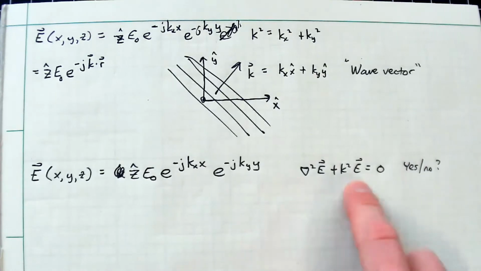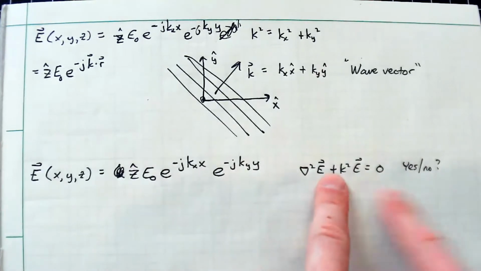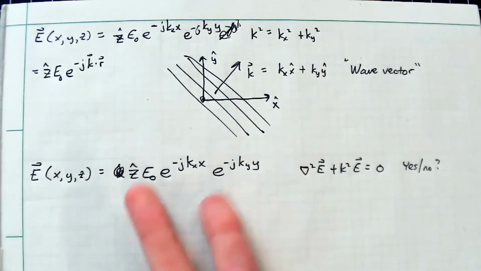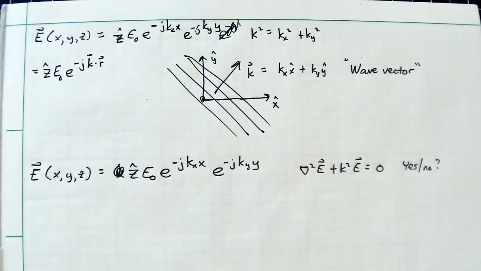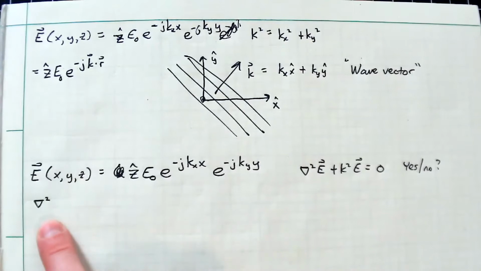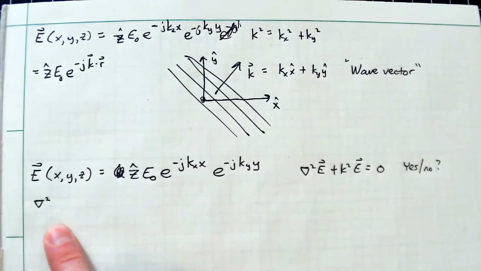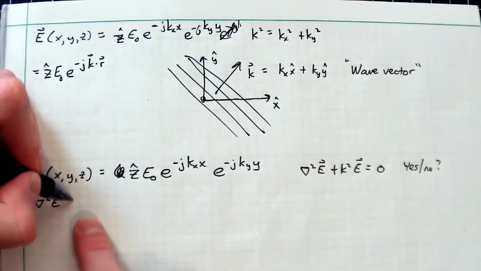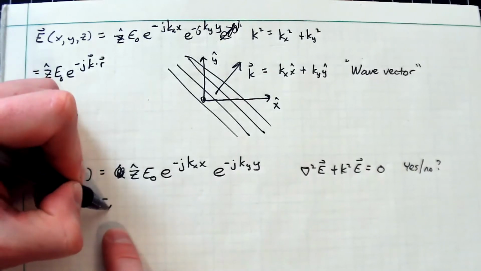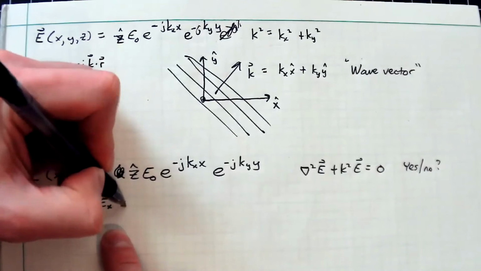So here's the Helmholtz equation. Take this and plug it into that. Do you get a true statement at the end of the day? This is how you prove that this is a solution to this expression here. You just plug it in, and if you get a true statement, then you're done. So the key here is the vector Laplacian.